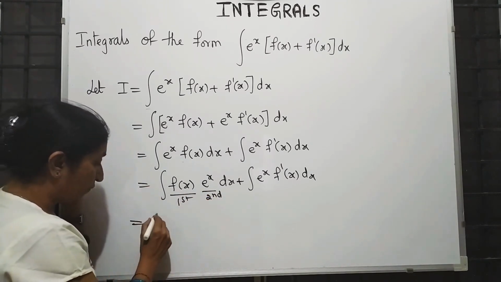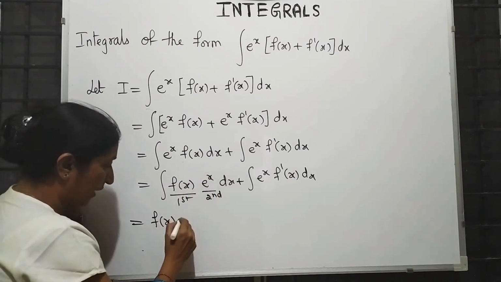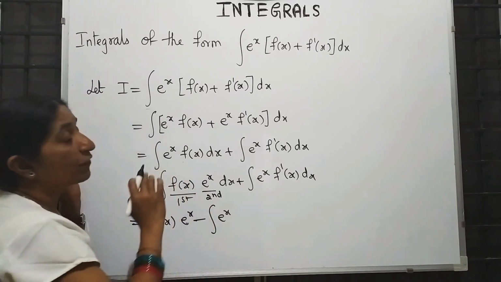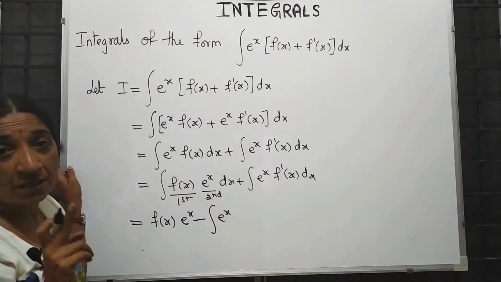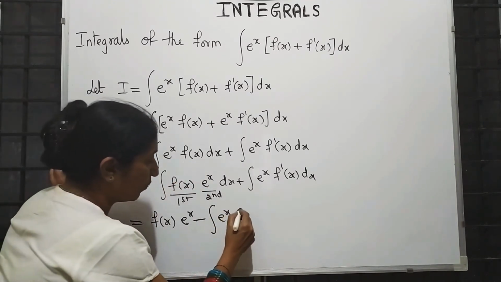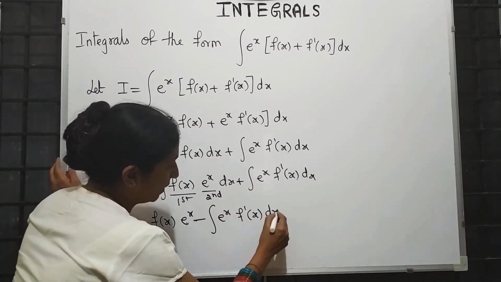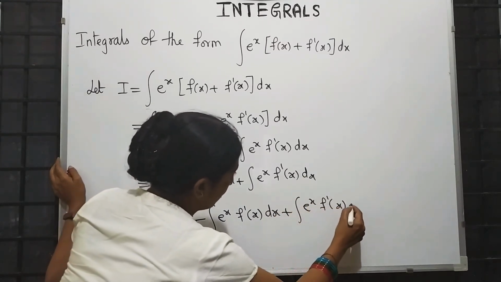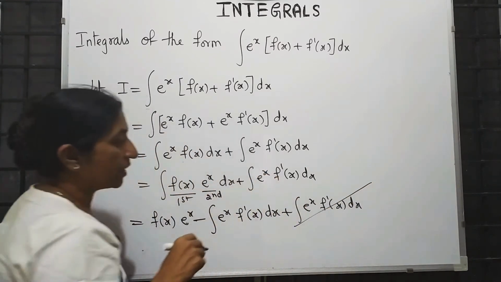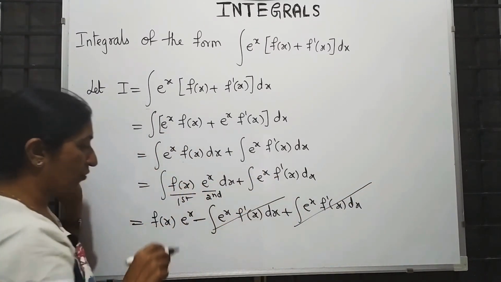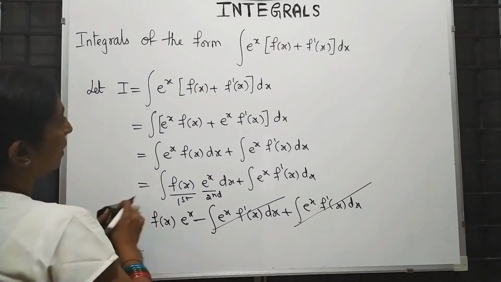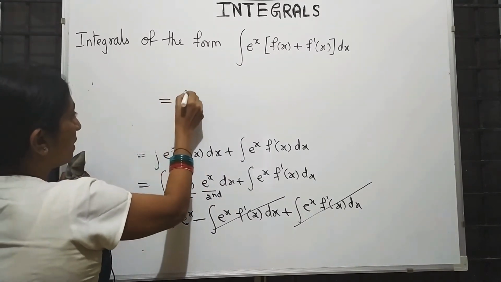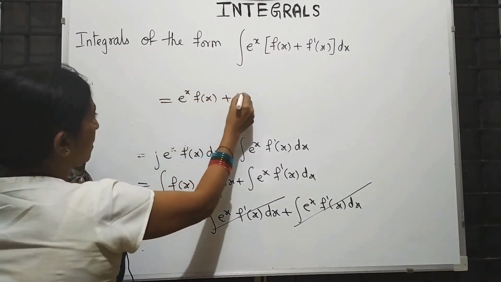See, what does the rule tell you? First function as it is, integration of second function, minus integration sign e raised to x. What is the differentiation of the first function? Here the first function is f of x. What is the differentiation of f of x? f dash of x into dx, plus, as I told you, the next integration I kept as it is. This is plus e raised to x into f dash of x, minus e raised to x into f dash of x gets cancelled. So, what is remaining then? The remaining term is e raised to x into f of x, plus c.